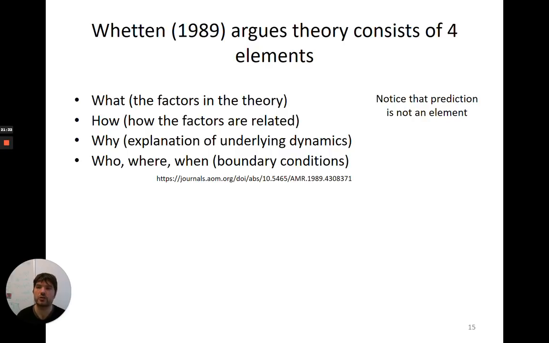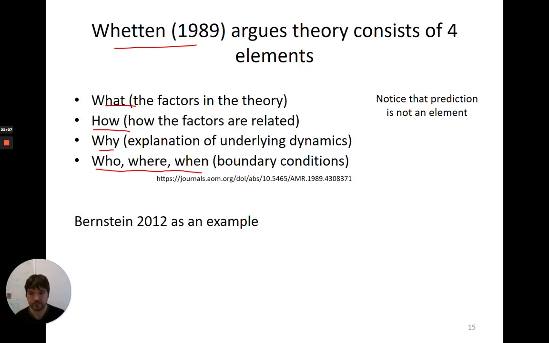Another way of trying to highlight the essence of what a theory is comes from Whetten, who says there are 4 elements. There is a what, the factors that we are interested in, that could, for instance, be the variables that we've measured. Then there is a how: how are these factors related? We want to get to the why: what's the explanation, why do we see this dynamic? And then we might want to say, well, it depends. There are some boundary conditions. This theory is not going to work for everyone all over the world.